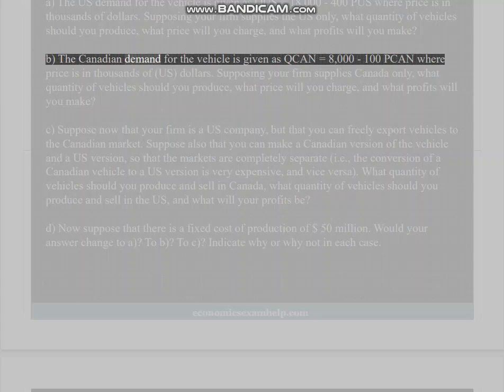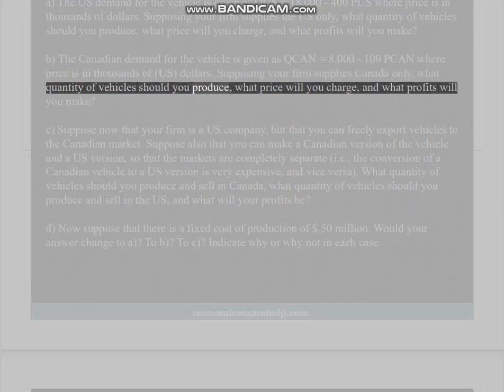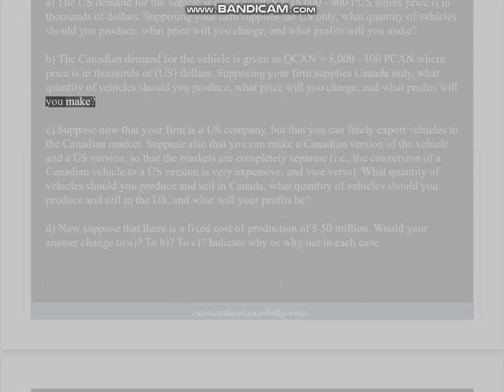B. The Canadian demand for the vehicle is given as QCAN equals 8,100 minus PCAN, where price is in thousands of U.S. dollars. Supposing your firm supplies Canada only, what quantity of vehicles should you produce, what price will you charge, and what profits will you make?